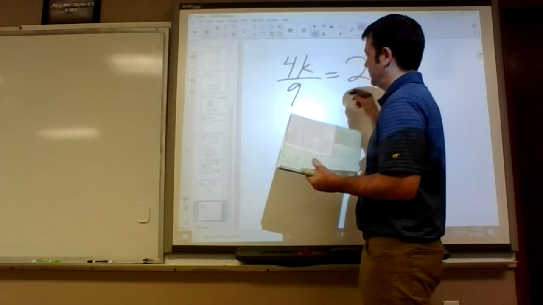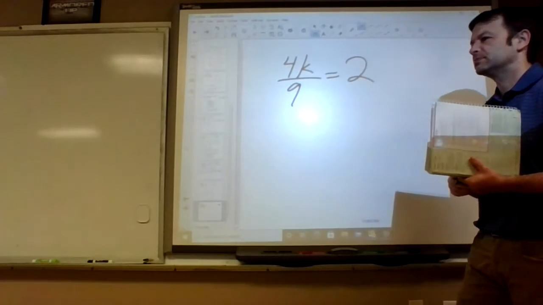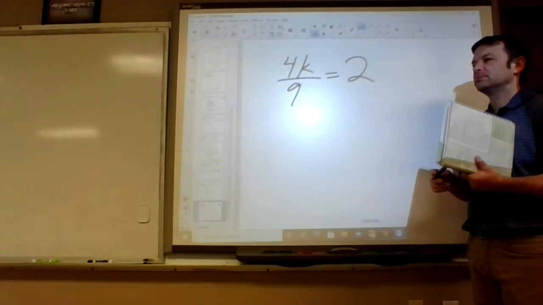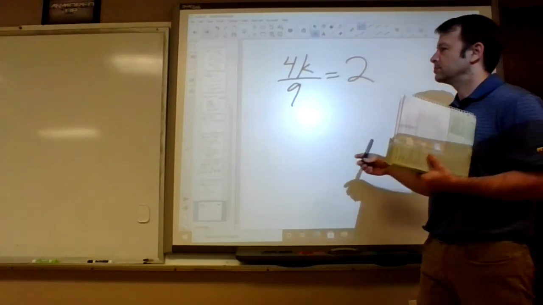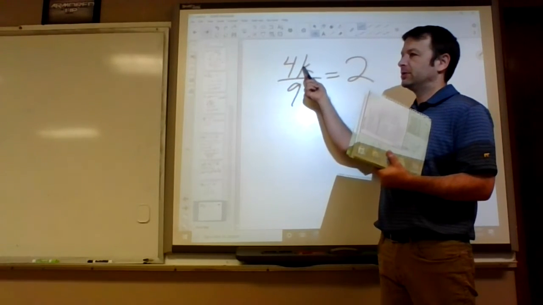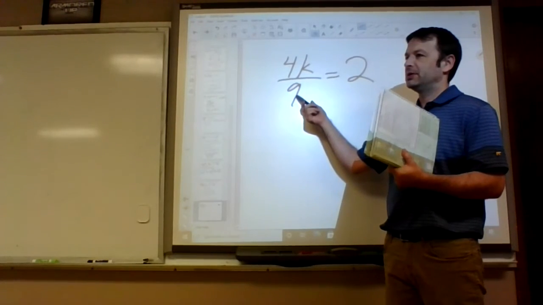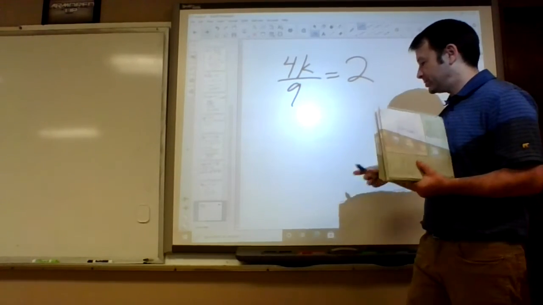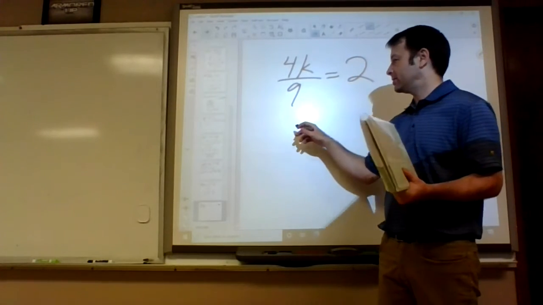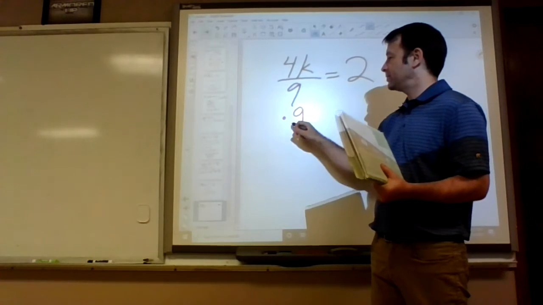So how do I get rid of the... You could do the thing where it's 2 over 1. If you're trying to find k, you have to get the 4 away from k. This is 4 times k, how would I get rid of the 4? Divide by 4. How would I get rid of the 9? Multiply. And this one, it actually doesn't matter which one you do first because multiply and divide are kind of tied. So maybe get rid of the 9 first by multiplying.